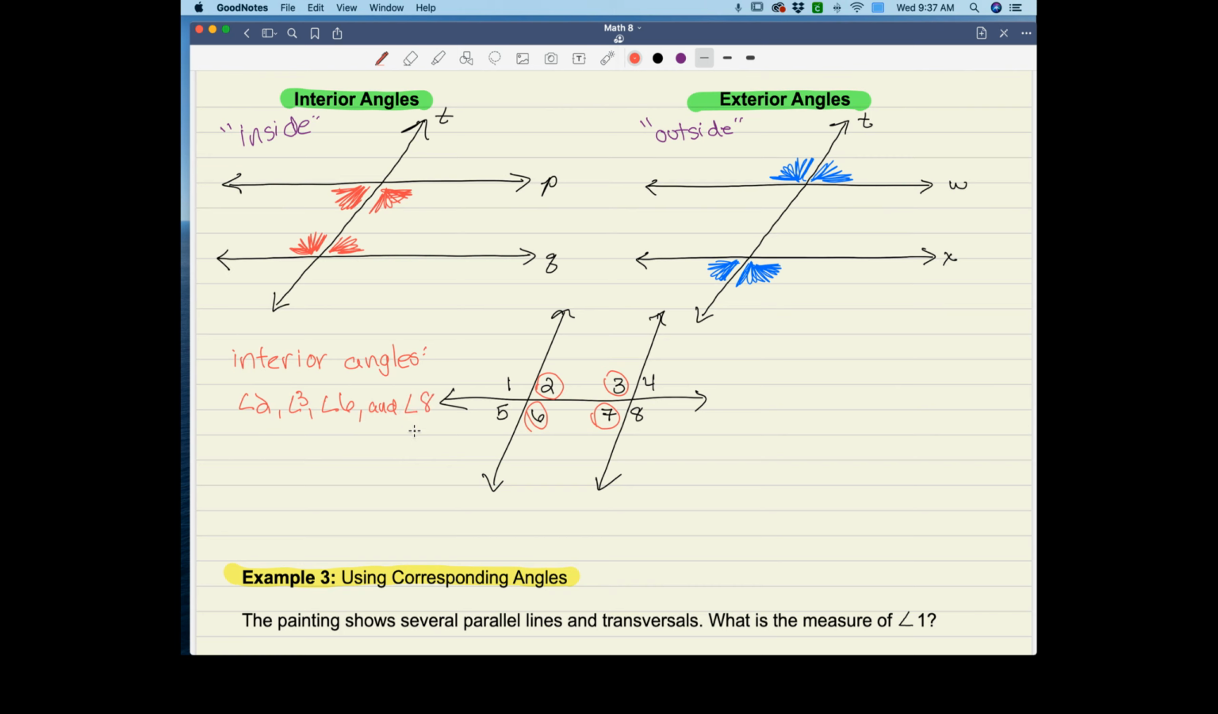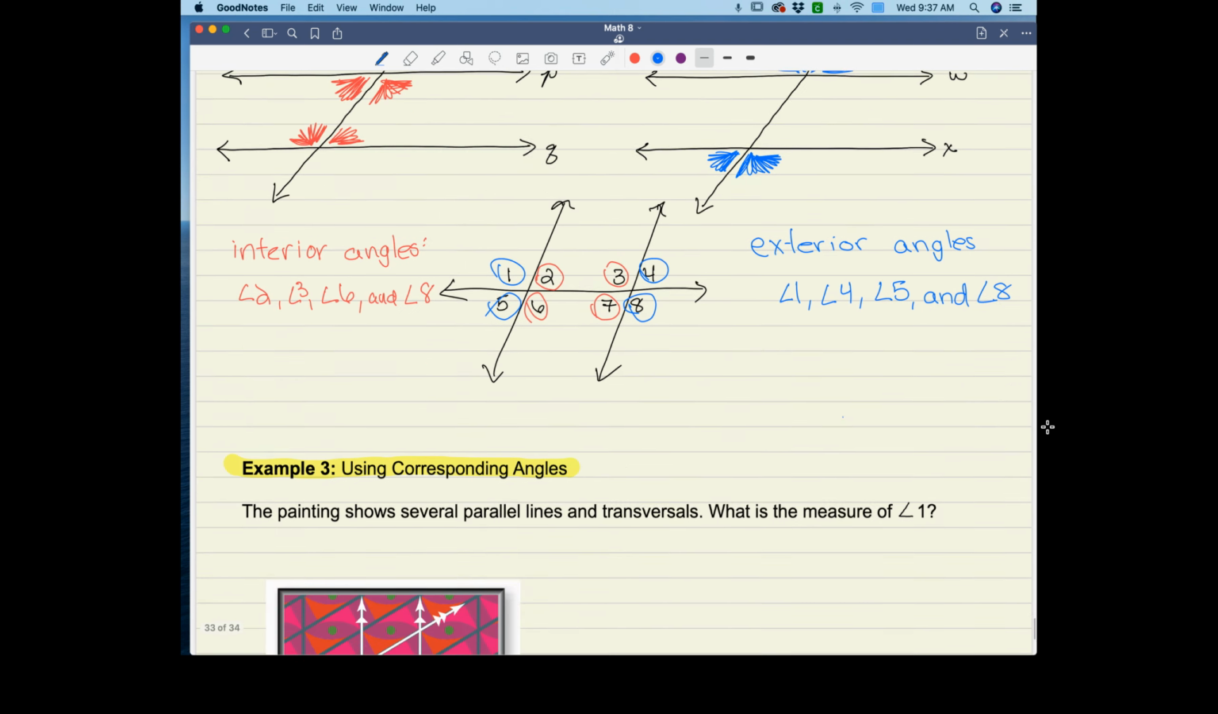When you're writing angle, you want to use that symbol. It actually kind of looks like an angle. Your exterior angles, those are angles 1, 4, 5, and 8. They're on the outside of the two lines. For angle 5 and angle 8.